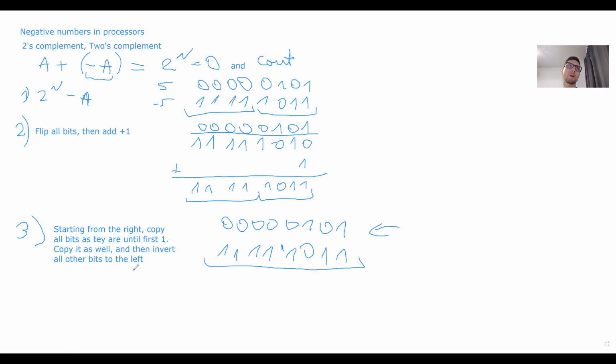So there are 3 methods to calculate 2's complement from the original number. One is you subtract it from 2 to the power of n. Second is flip all bits, then add 1. And the third one is starting from the right, copy all bits as they are until you meet 1, copy that one without change as well, and then invert all other bits. Is it clear how to convert from normal numbers to 2's complement? You can write it in the chat.